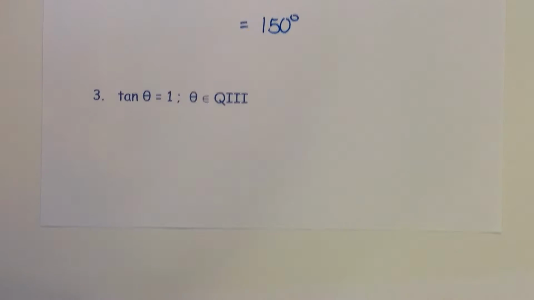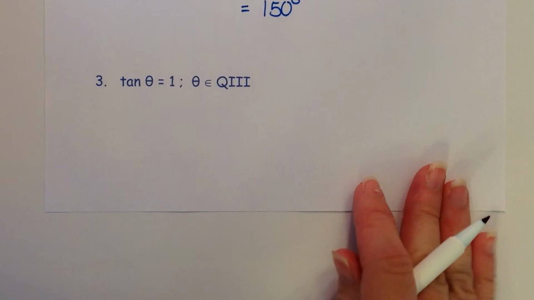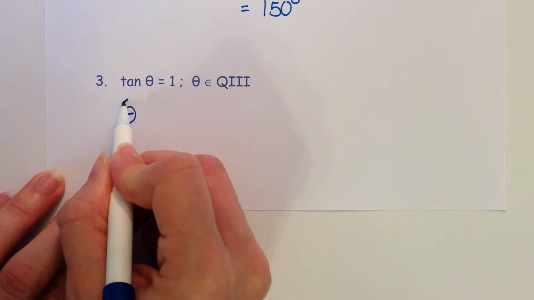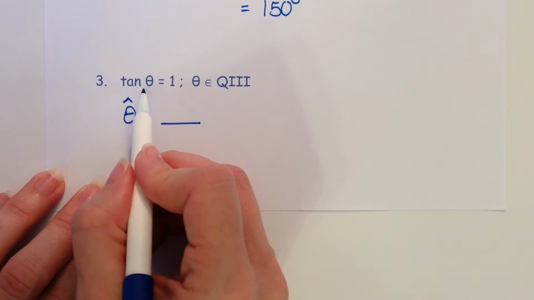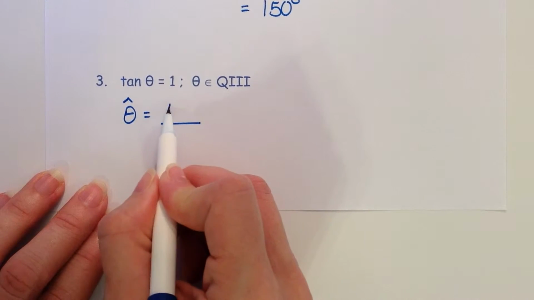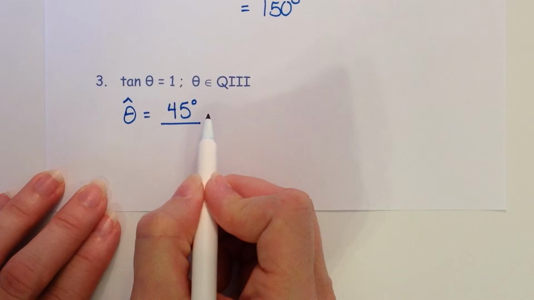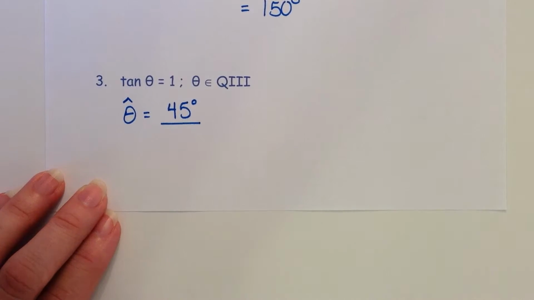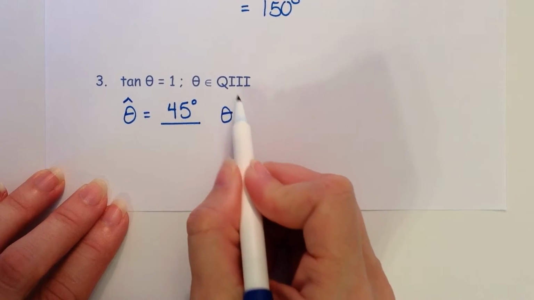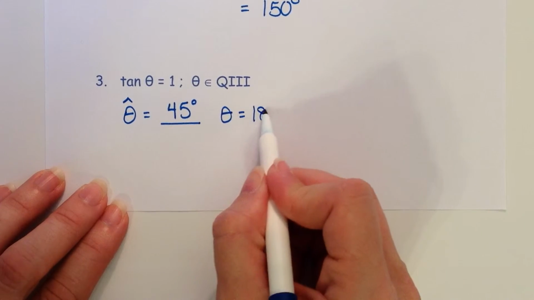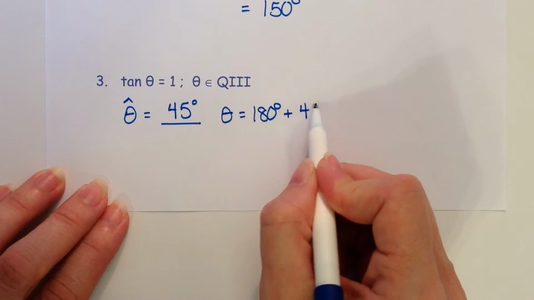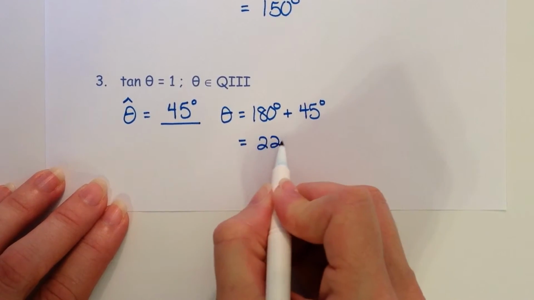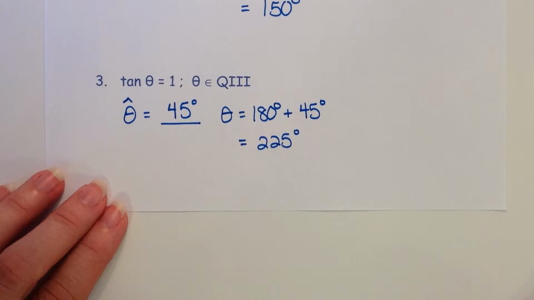Okay, next one is going to be tangent theta is equal to 1, and theta is going to be in the third quadrant. From our table of values, we know that tangent has a value of 1 at 45 degrees. So that's going to be our reference angle. Of course, this time our value is positive, but that's because tangent has to be positive in the third quadrant. To find our angle, the rule that I gave you for third quadrant is 180 degrees plus the reference angle. So 180 degrees plus the 45 degrees gives us 225 degrees. So that would be your answer.